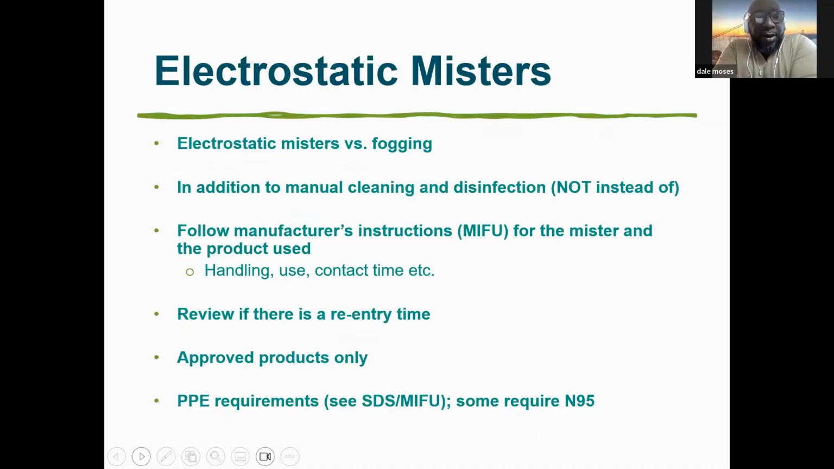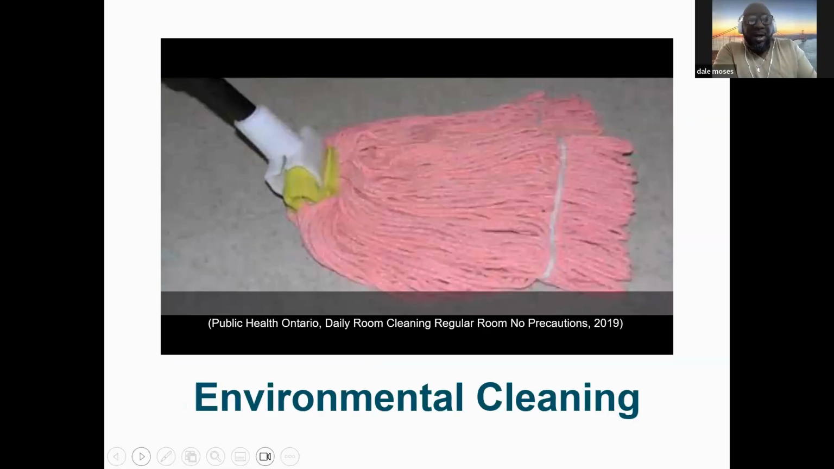I will touch on this a little bit later, but there's also electrostatic misters versus fogging, in addition to manual cleaning and disinfectant, not instead of. Follow manufacturer's instructions, which we'll get into a little later. Review if there's a re-entry time at all when being used, and approved products only. PPE requirements should be used. Some require N95s. I will touch on this a little bit later in the presentation and at the end when I discuss new technologies as well.